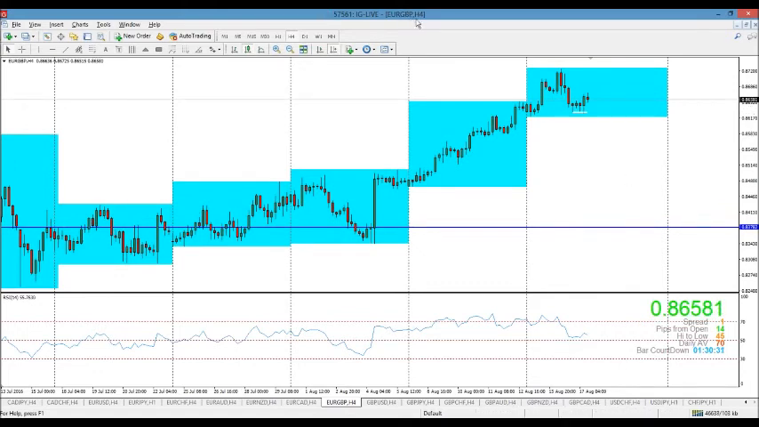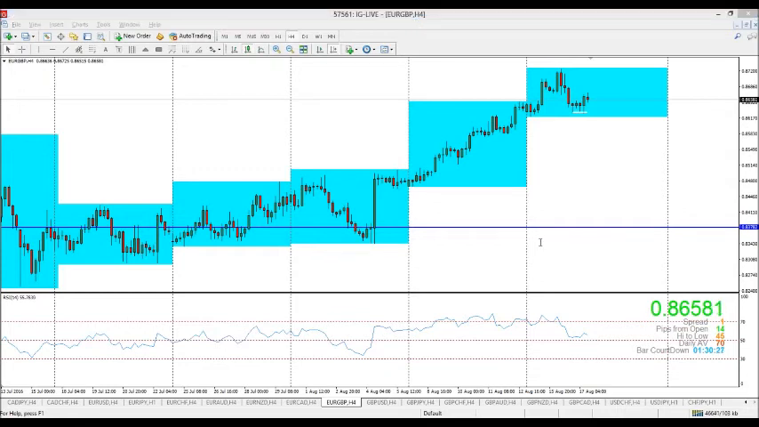Okay, any other pairs you guys want to look at? Pound USD, thank you. Okay, let's see.